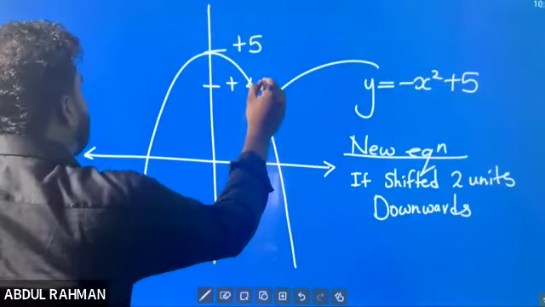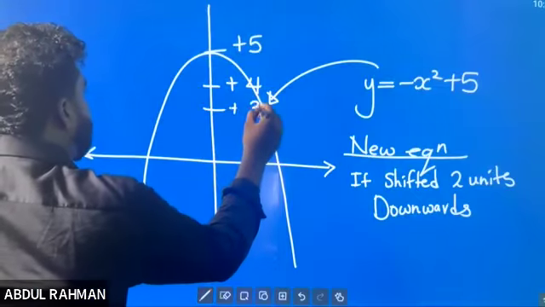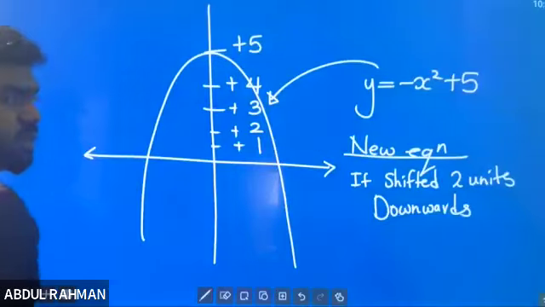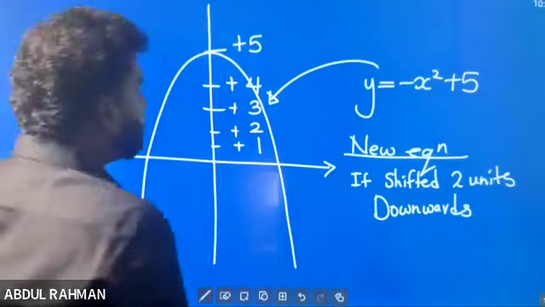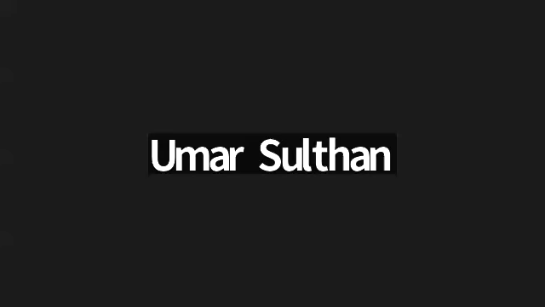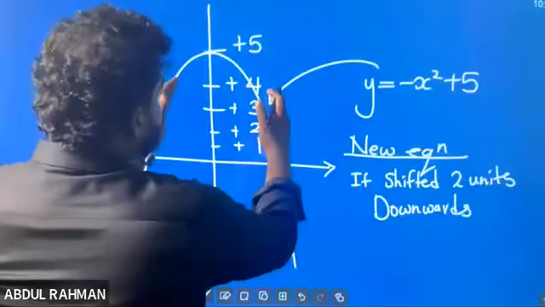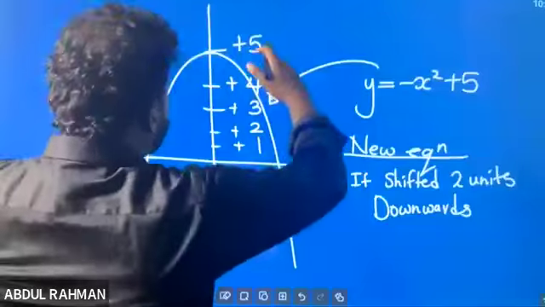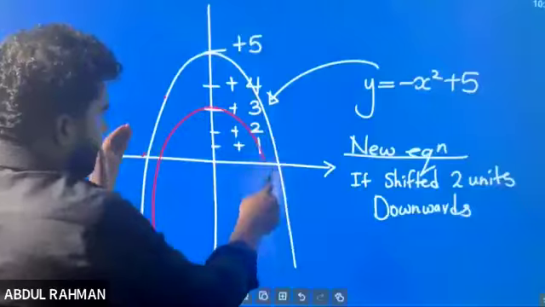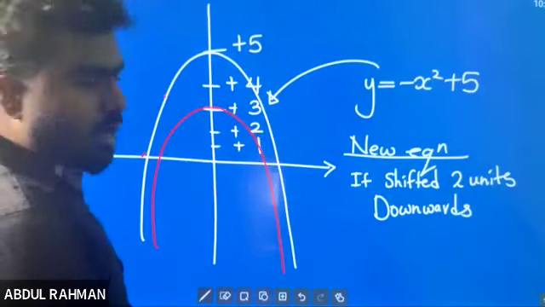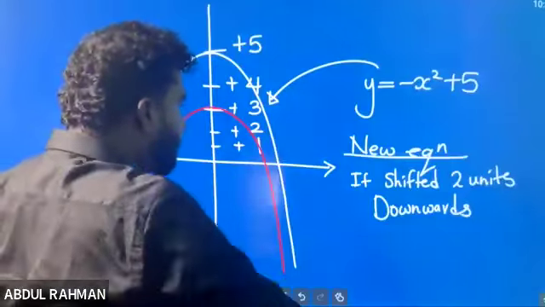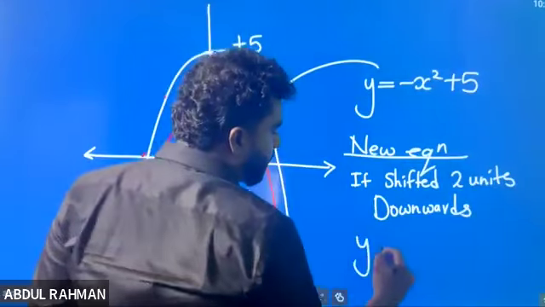It's +4, it's +3, it's +2, it's +1. 2 units downwards in the sense what? I'm taking this graph at +5. I'm keeping it at +4, 1 unit down, and I'm keeping another unit down. That means it is going to come to +3 like this. Now what is my new turning point? +3. So I'm going to write the new equation.